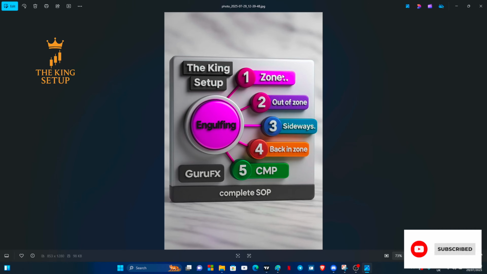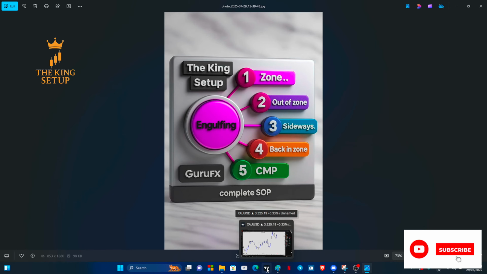So number one is marking your zone. Number two, you wait for the price to get out of your zone. Number three, you wait for the price to move in sideways. And number four, wait for the price to get back in that zone. And number five, the most important, the engulfing pattern should be formed inside that zone. So I'll be showing you in the chart. So let's dive into the charts.